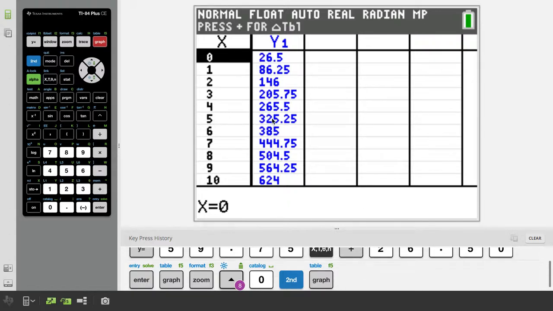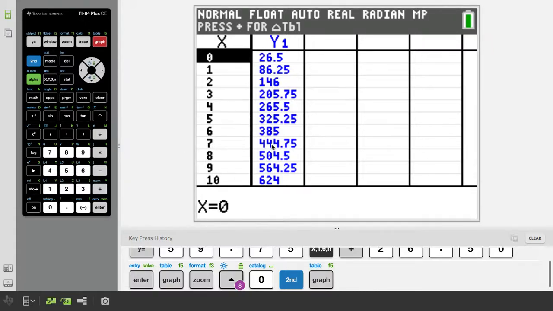If I purchase 5 tickets, the price is $325.25. If I get 10, $624. So I'm going to go ahead and write that down. So my values for this are 325.25, 385, 444.75, 504.5, 564.25, and 624. That was really simple and easy.